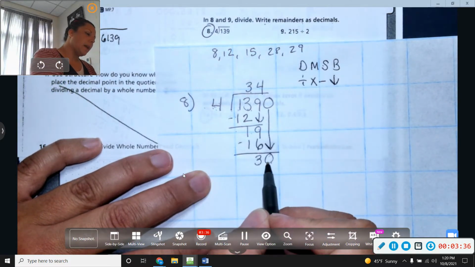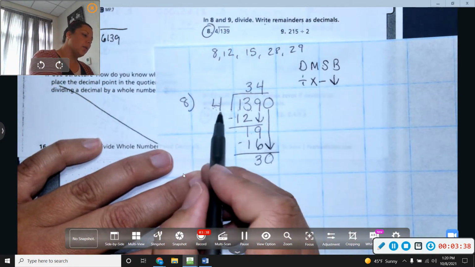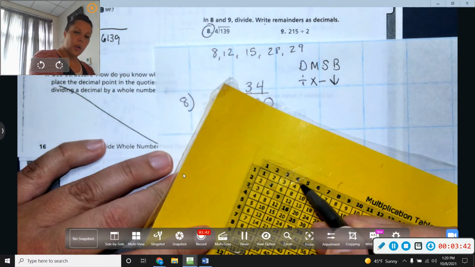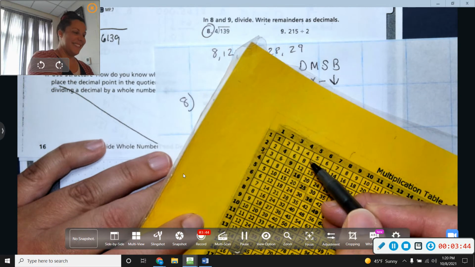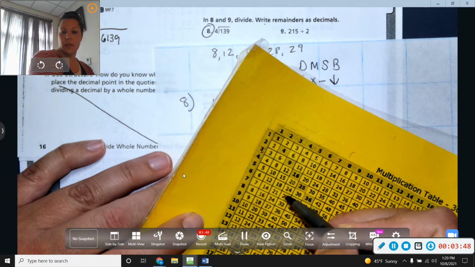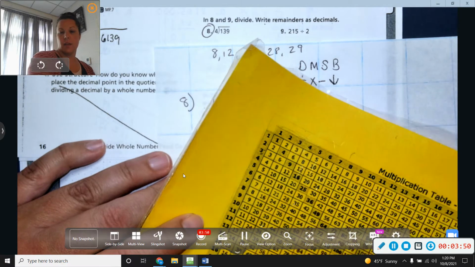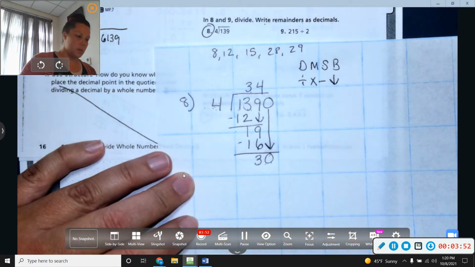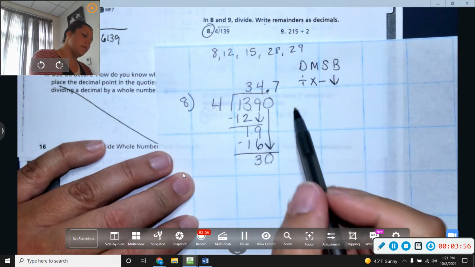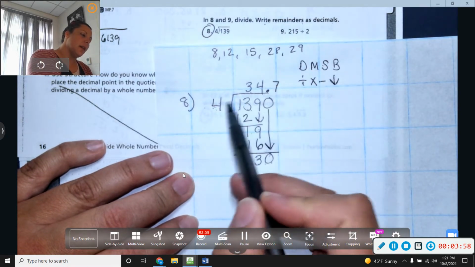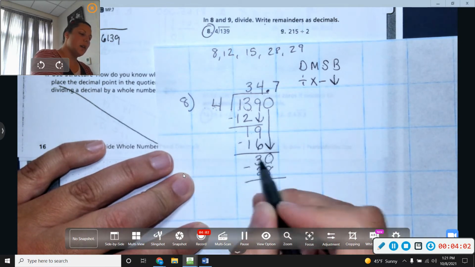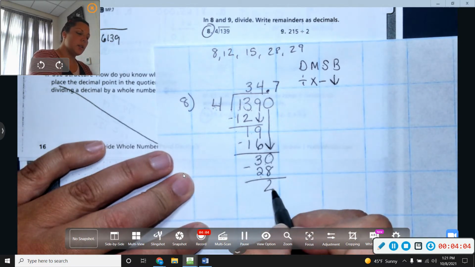Okay, so then 4 goes into 30 how many times? I'm not sure. So I look at my chart. 4 goes into 30 right there, 7 times. I have to put my decimal, 7. Okay, 7 times 4 is 28. Subtract. 30 minus 28 is 2.